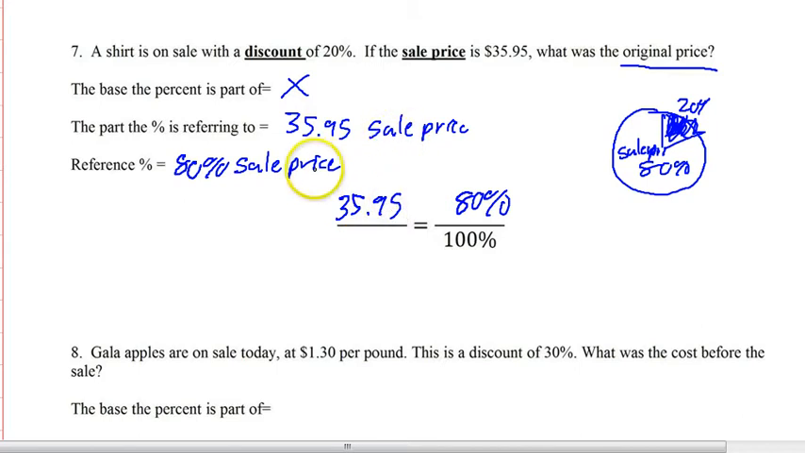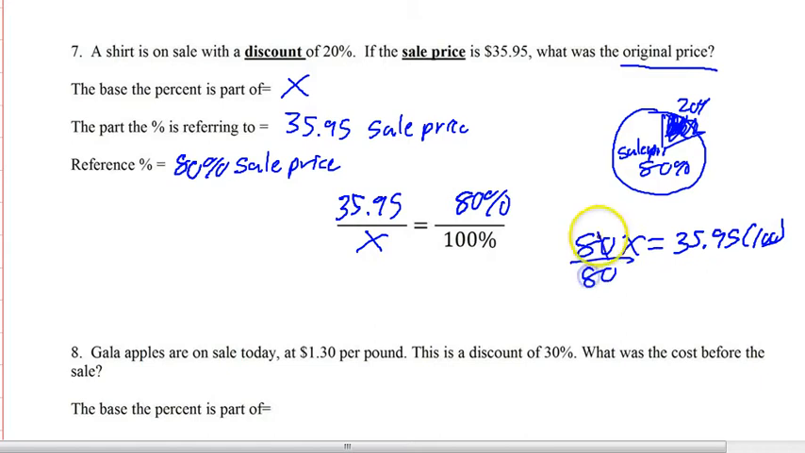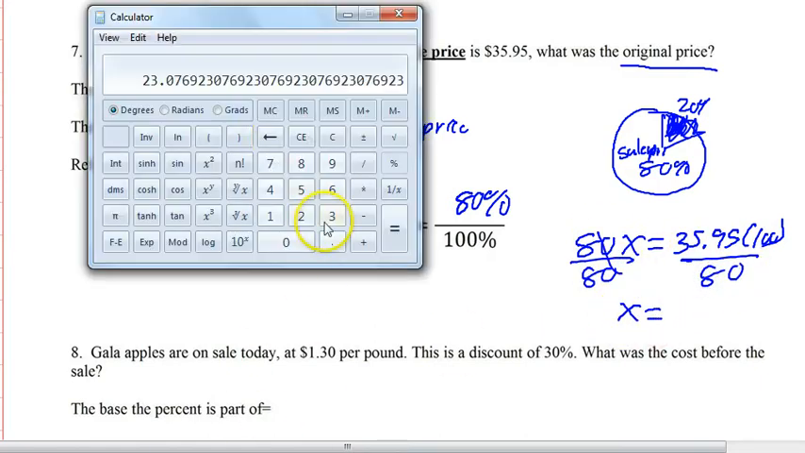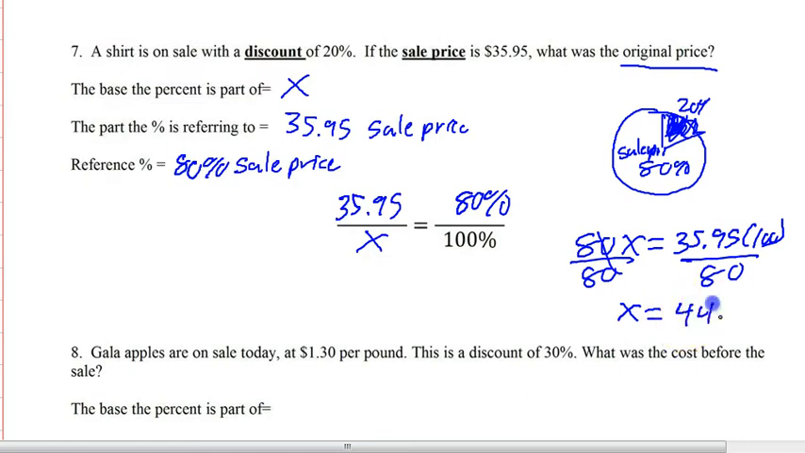Remember, these have to match, and they're both sale prices. And we put the X there because that is the original. That's the 100. So we get 80X equals $35.95 times 100 divided by 80. And what does that give us on our calculator? $35.95 times 100 divided by 80. $44.94. And there it is. That is our original price, $44.94.